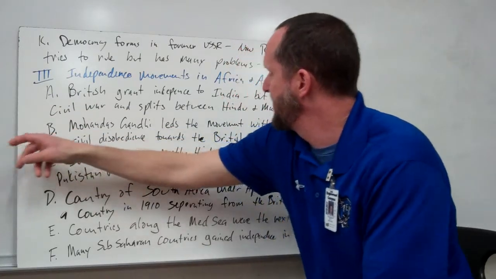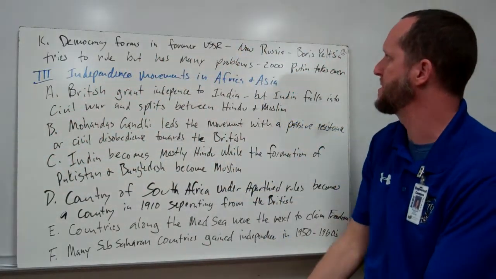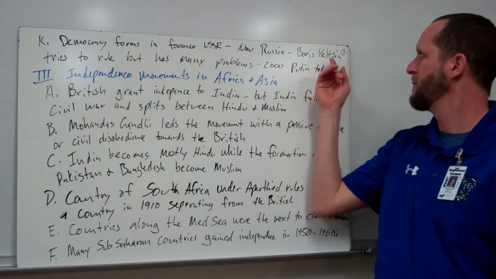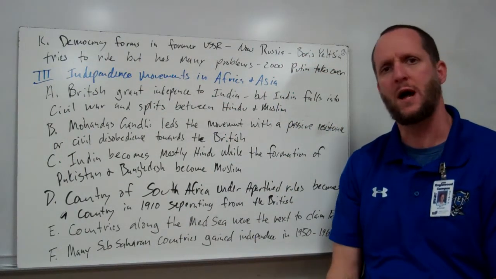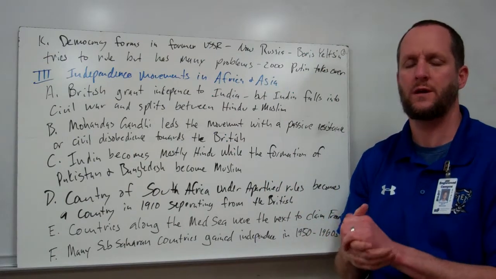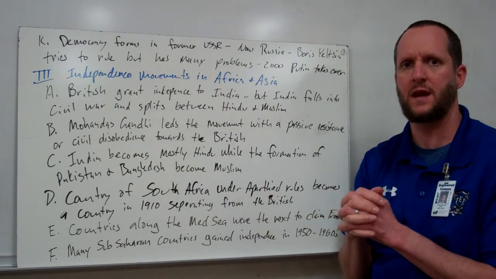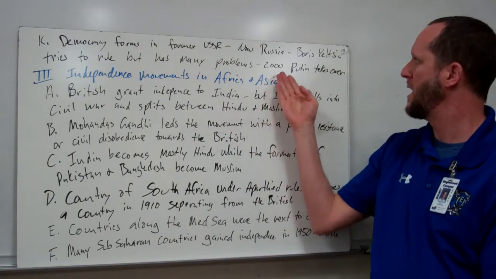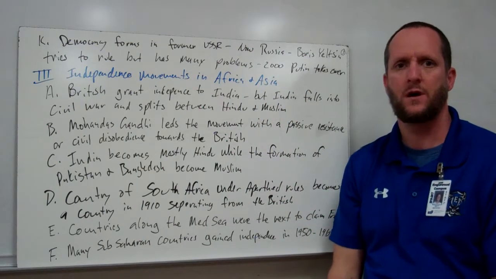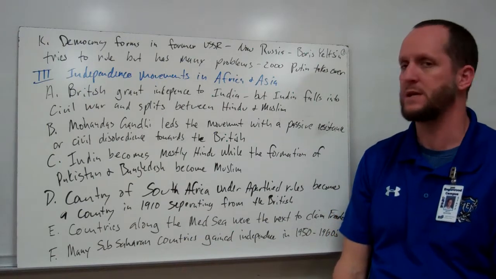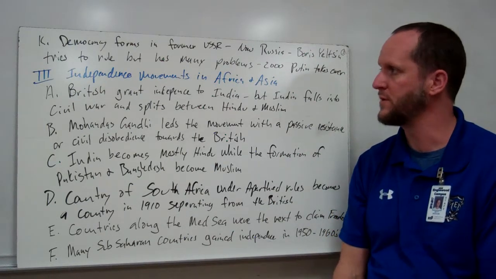All right, democracy forms in former USSR, which is now Russia. Boris Yeltsin tries to rule, but has many problems. Their economy during the time period of the 1990s was terrible. And in the year 2000, Putin is elected as president, and he is still ruler to this day.